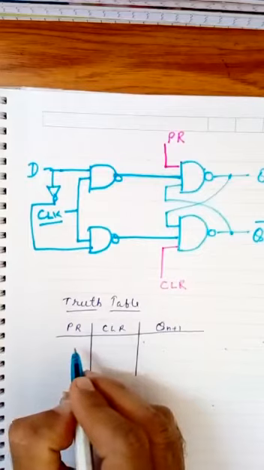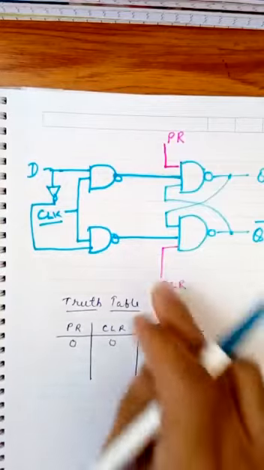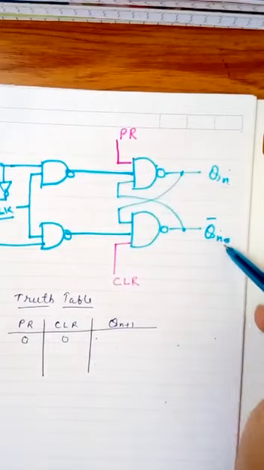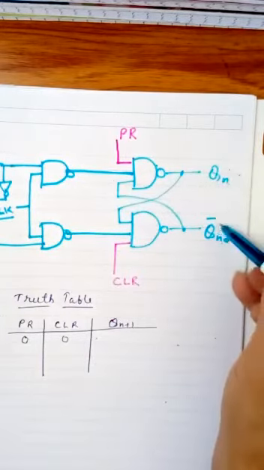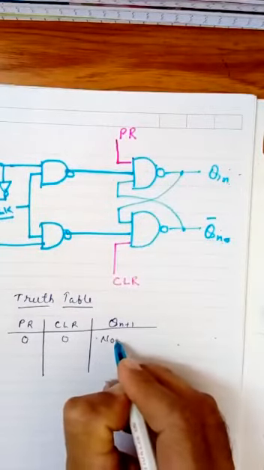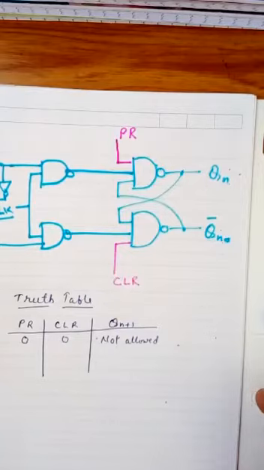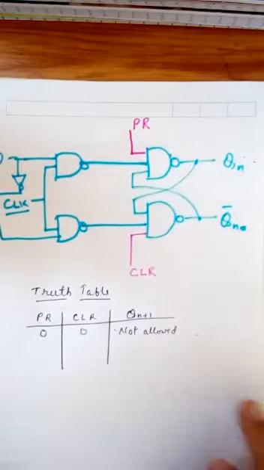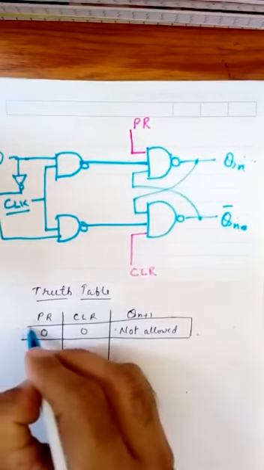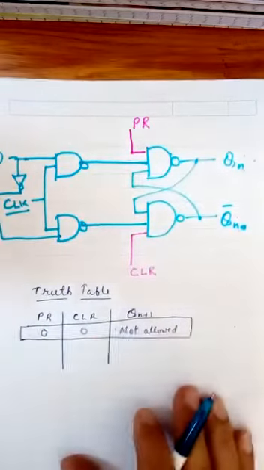Then if preset and clear are both 0, what will happen? In that case, Qn and Qn bar, sorry, both become 1, and in that case your flip-flop will not work properly. We can say that this input condition is not allowed. If we are simultaneously using both the pins in the same circuit, then we have to avoid the input combination of 0 0 at both the pins at the same time.